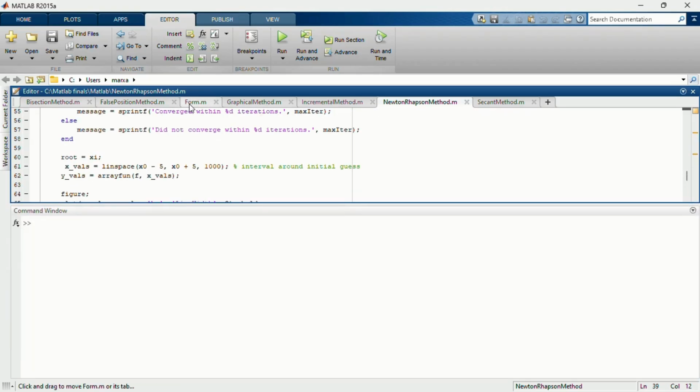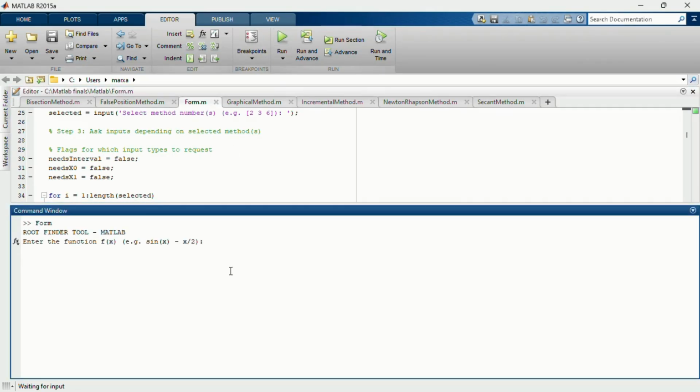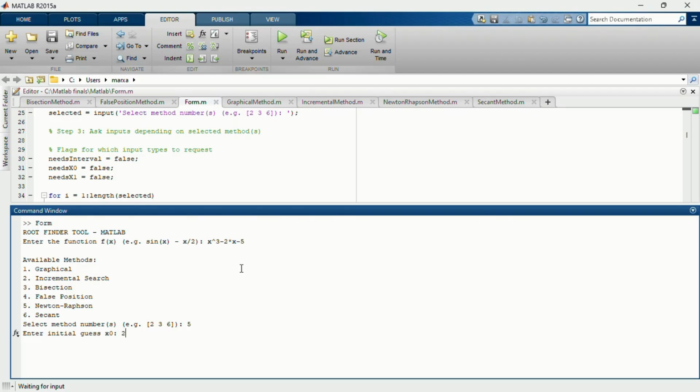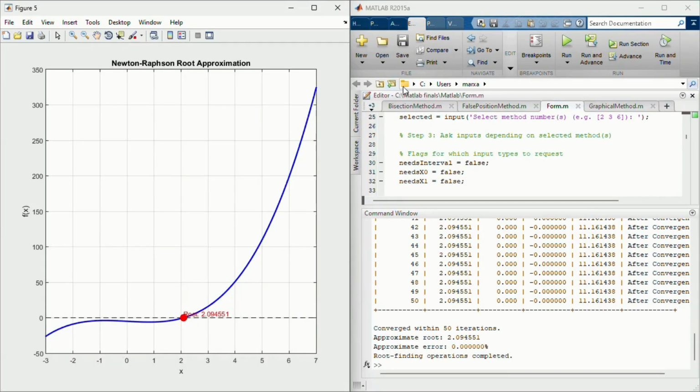So let's calculate the simple equation for the Newton-Raphson method. x cubed minus 2x minus 5, with a Newton initial guess of 2. So here is the approximate root within 30 iterations for the Newton-Raphson approximation.